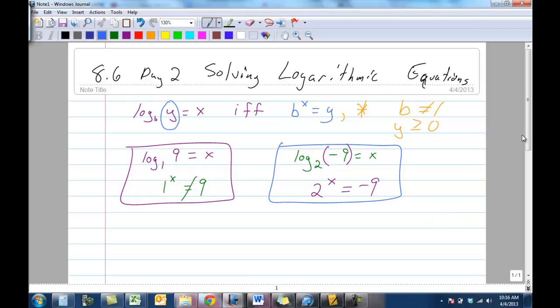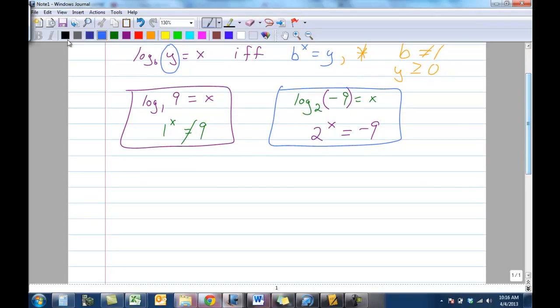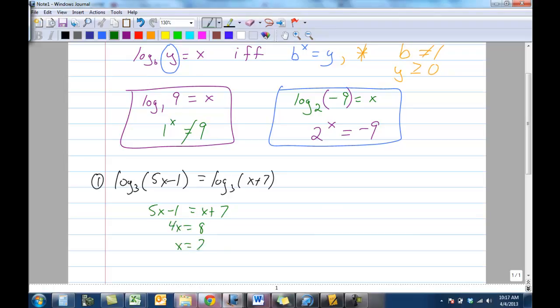All right, so let's do a couple of examples here. We're going to keep solving. Number 1. Log base 3 of 5x minus 1 equals log base 3 of x plus 7. All right, so this is an easy one. Hopefully it makes sense to you. Log base 3 of this equals log base 3 of that. Does it make sense that this is equal to that? Sure. So solve that really quick. You should get 4x is 8, x is 2.